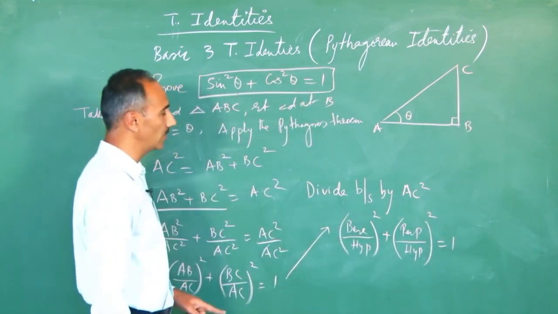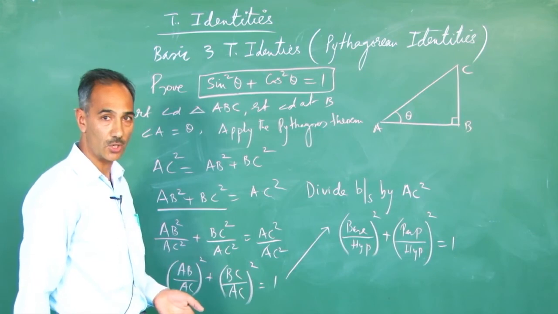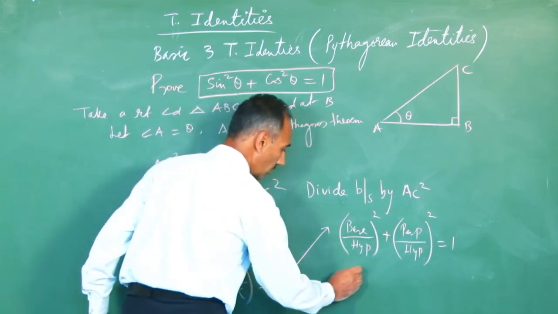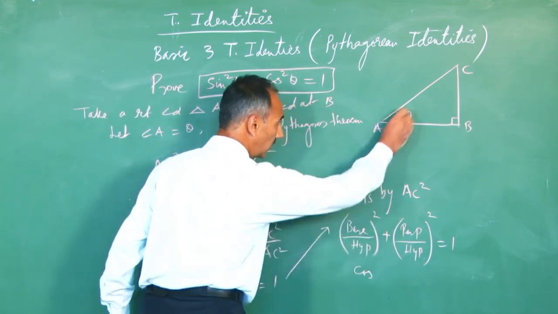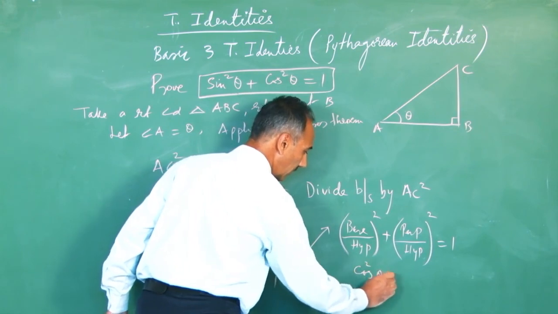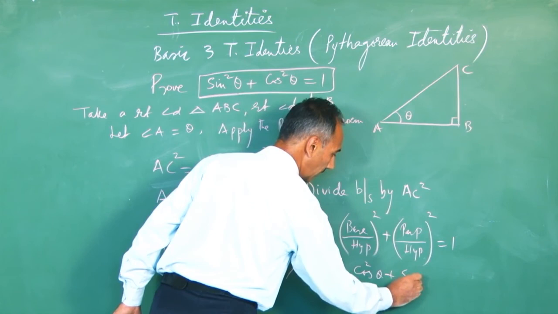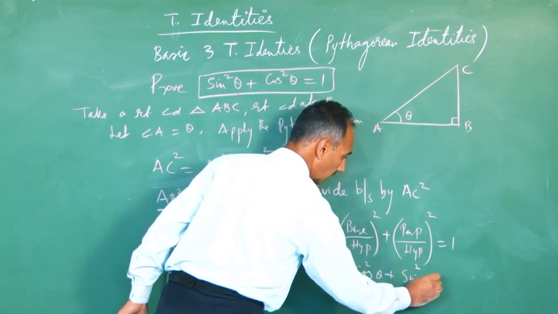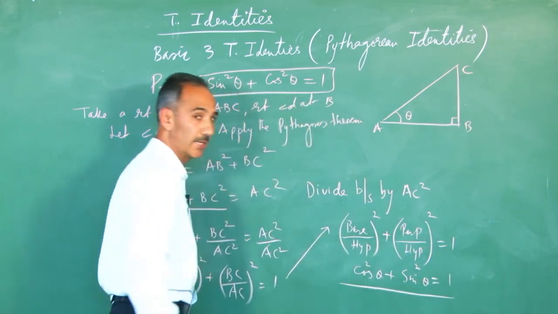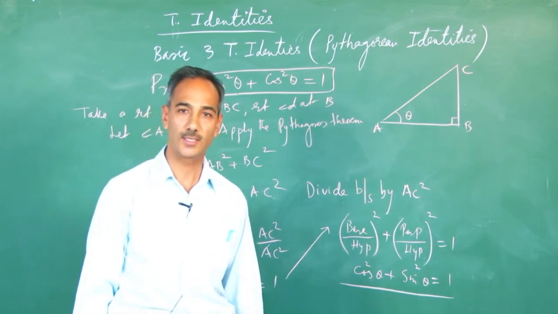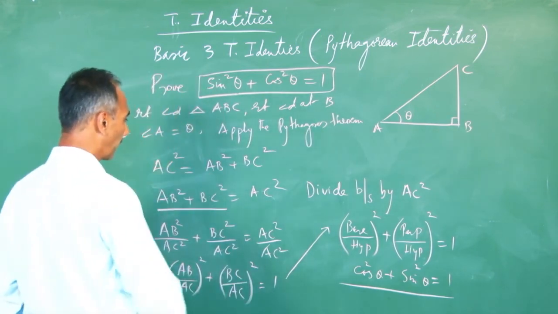Now what is base upon hypotenuse? This is your cos. Cos is base by hypotenuse. So this is cos of theta, but square of that. And this is perpendicular by hypotenuse, that is sine of theta, but square of that, that is 1. So we have proved that sine square theta plus cos square theta is equal to 1.